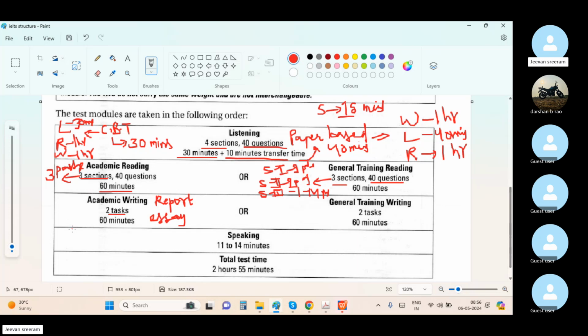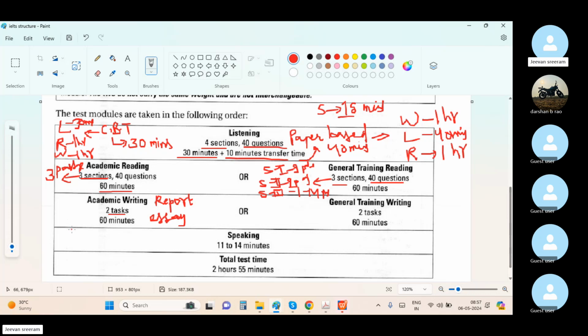So a suggested time is there. For report writing, the test maker suggested 20 minutes. For essay writing, it is better to allocate 40 minutes because essay writing is worth twice as many marks as report writing is. That's why 40 minutes for essay writing, 20 minutes for report writing.